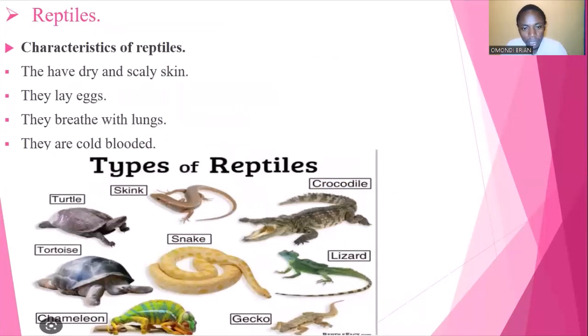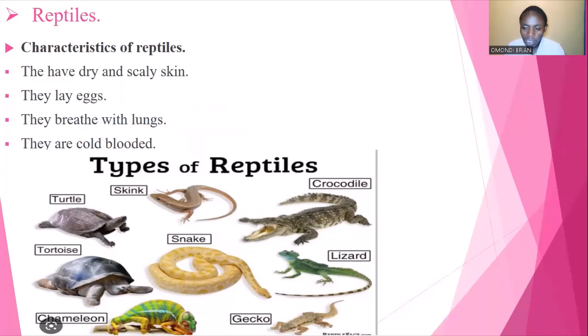We have reptiles. What are the characteristics of reptiles? The first characteristic is that reptiles have dry and scaly skin. They lay eggs, they breathe with lungs, and they are cold-blooded. They live partly in water and sometimes on land. When you say cold-blooded, it means their body temperature varies according to the environment that surrounds them. So when they go to water, they're referred to as cold-blooded. When they come on land, they are warm-blooded.